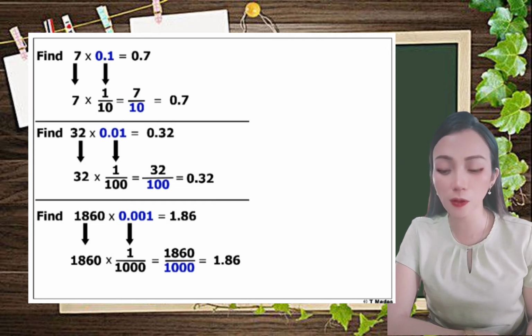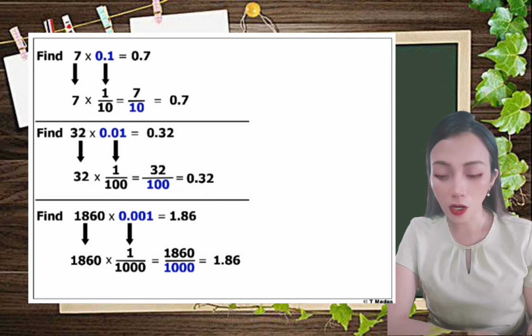Remember that you will just move the decimal places to the left. That is 1, 2, 3. 3 because there are 3 zeros, or there are 3 decimal places based on the given. So the answer is 1.86.